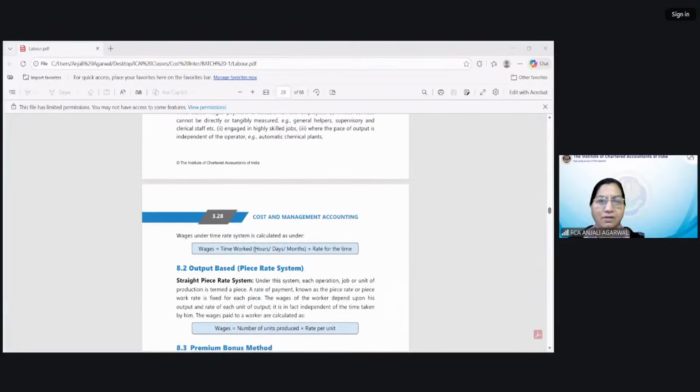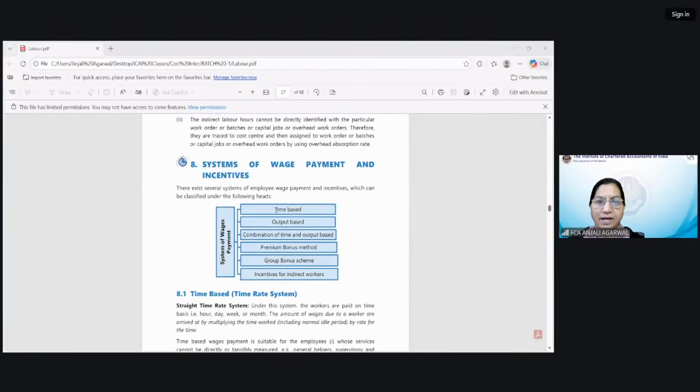So the payment system is clear: time-based, like actual hours into hourly rate; output-based, number of pieces into piece rate; a combination of time and piece, that may be incentive, like some part minimum guaranteed, apart from that, output-based. Premium bonus plans like Halsey and Rowan. Then there can also be some group plans and also some incentive for indirect workers. So what are indirect workers? Basically, don't worry about the diagram.